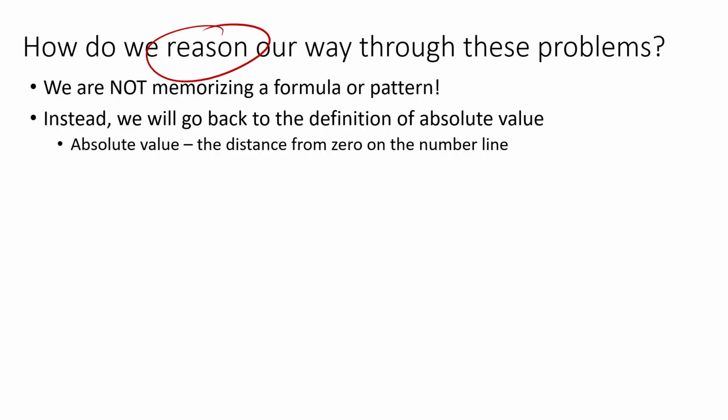But absolute value is the distance from 0 on the number line. That's the definition of what absolute value is. So when you see those absolute value symbols, that's how you want to interpret it in your mind. If you can interpret it that way, then doing an inequality is not super different from doing an equation.